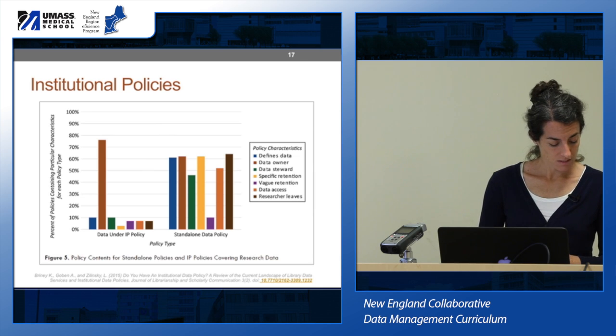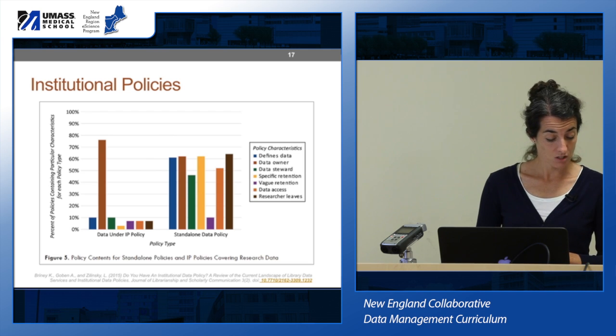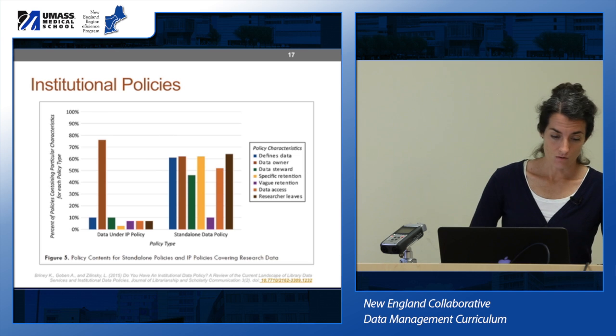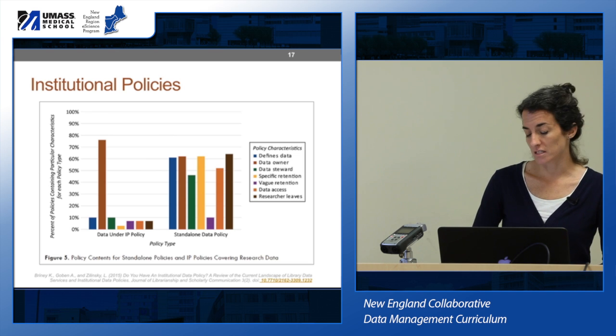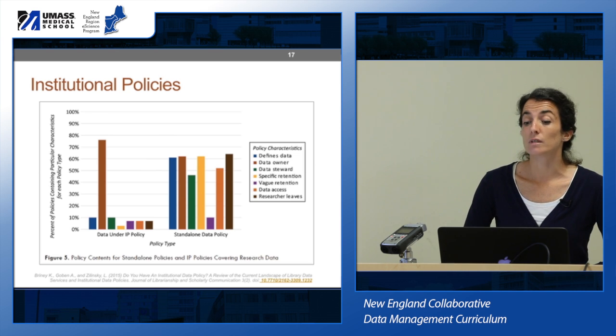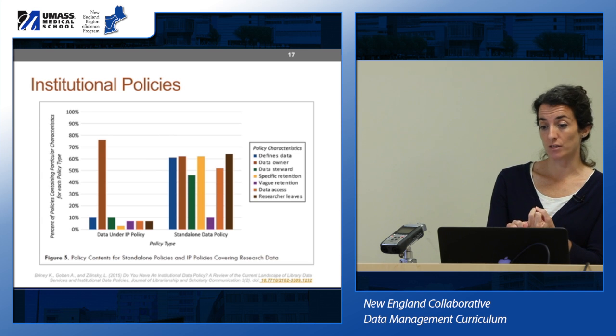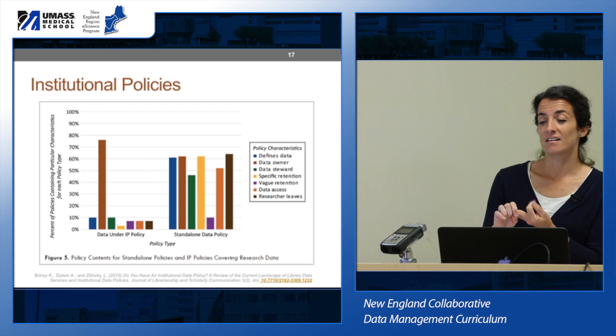As they quote, standalone data policies appear to more broadly cover different areas of data management, though the focus on retention and researcher separation suggests a significant university concern about legal repercussions rather than on sharing and dissemination. So a standalone data policy would address things like, again, definitions of data, defining who the data owner is, and they talk about retention and stipulations for when a researcher leaves.